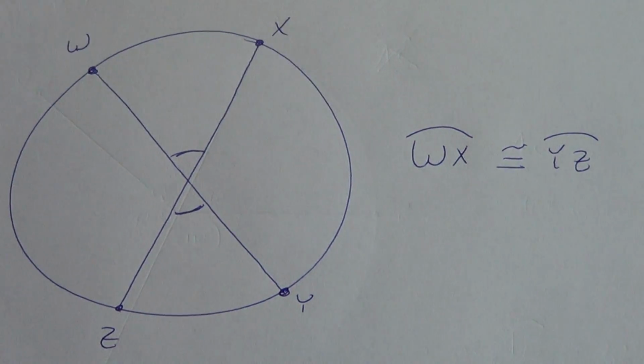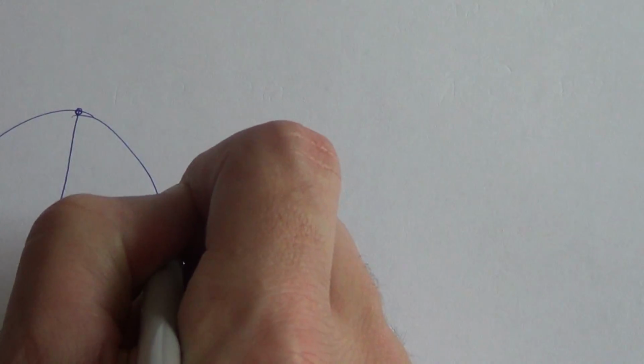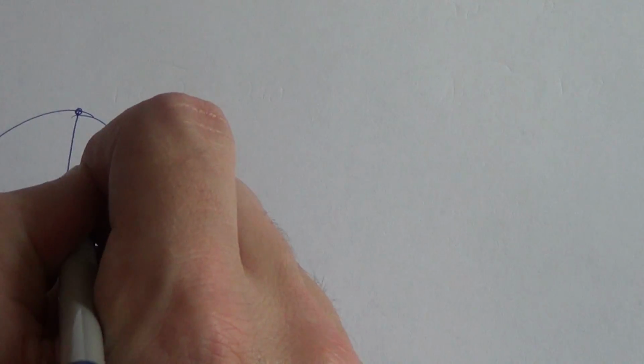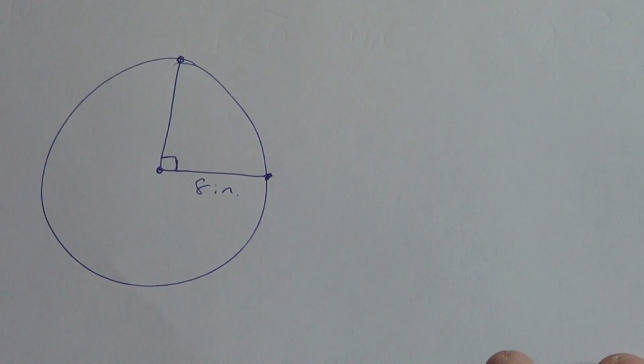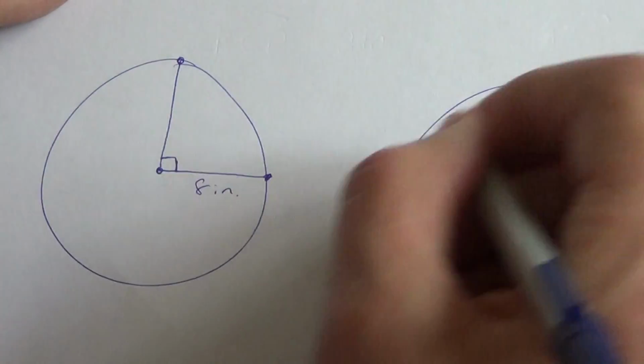Now, the more common way you're going to see congruent arcs is in different circles. So you might get something like this. 90 degrees, and we'll say that this radius is 8 inches. Okay, and then maybe something like this.